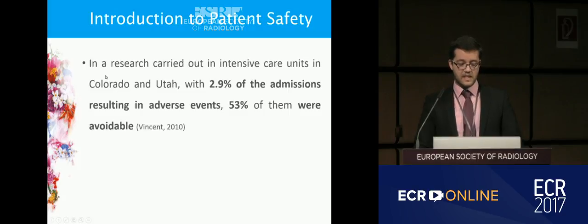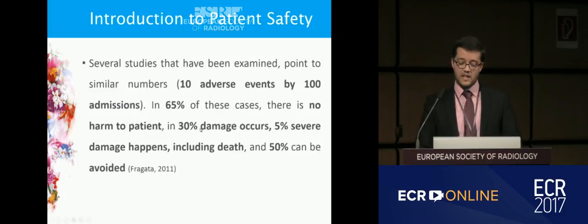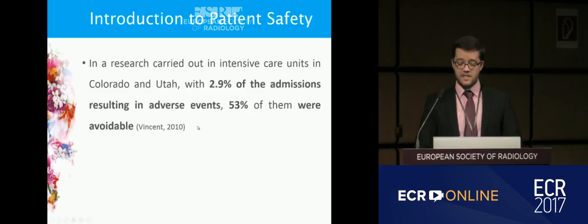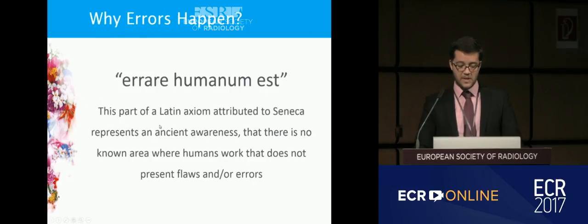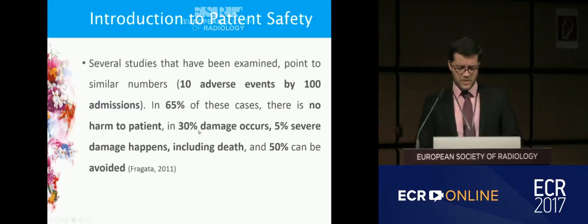Another statistic, in a research carried out in intensive care units, 2.9% of the admissions resulted in adverse events, and also half of this is avoidable. Another research, 10 adverse events by 100 admissions. 65% of these cases did not harm the patient, 30% harmed the patient, and 5% were severe damage, including death, and half of this could have been avoided.